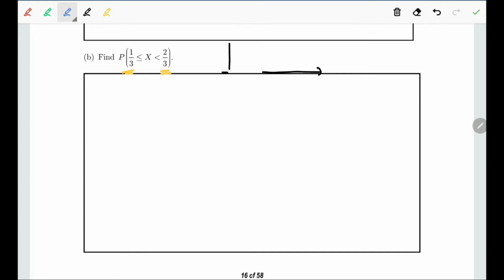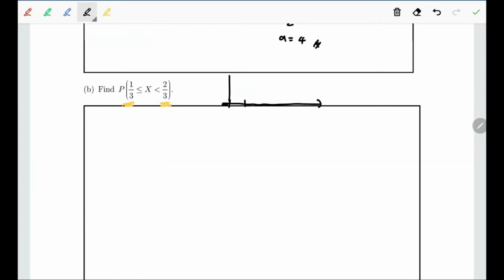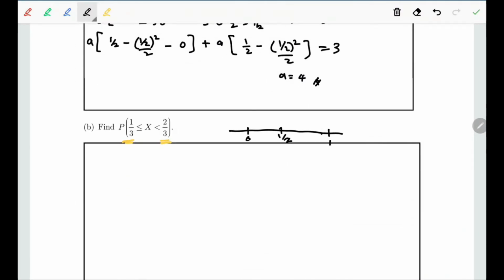Since for this question we have two non-zero functions, from 0 until 1 over 2, and continuing from 1 over 2 until 1. Okay, back to the question. The question asks from 1 over 3 to 2 over 3. So you just jot down where the 1 over 3 is. 1 over 3 should be in between this value, and this should be 2 over 3.